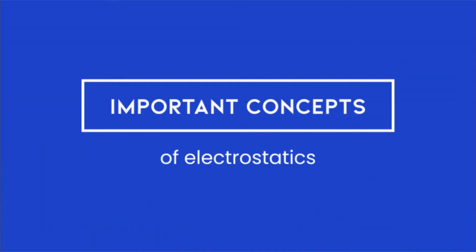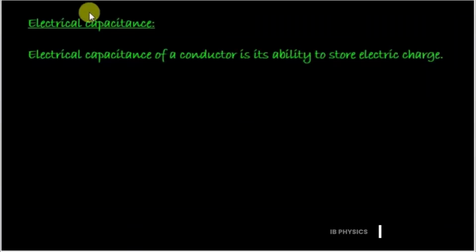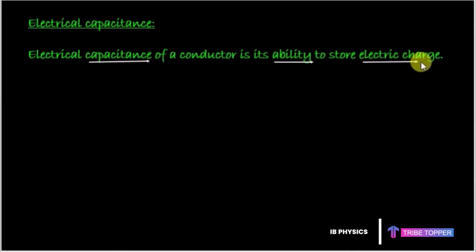You're watching this video on important concepts of electrostatics. In this video, we are going to learn about electrical capacitance and how we can find out the capacitance of a parallel plate capacitor. As the name suggests, the electrical capacitance of a conductor is basically its ability or capacity to store electric charge. So what amount of electric charge can a conductor store? That is its capacity, or electrical capacitance.